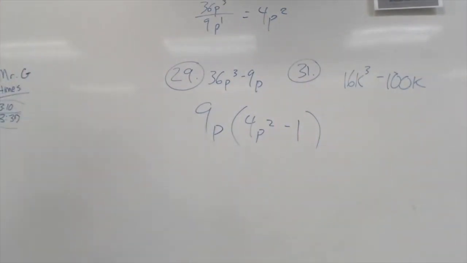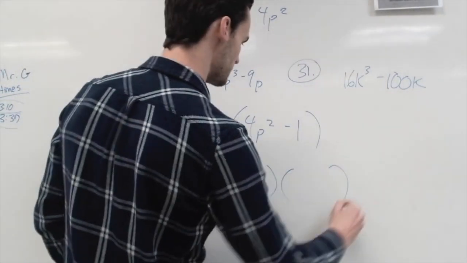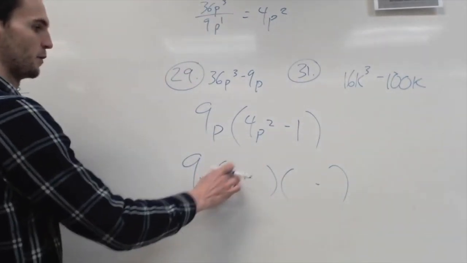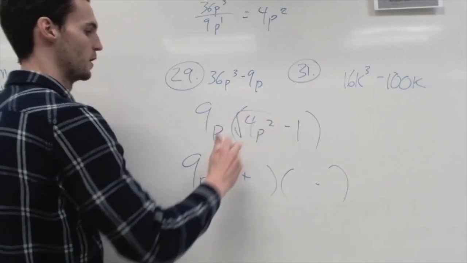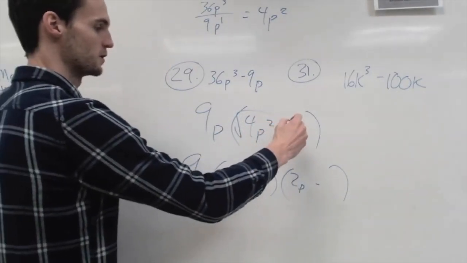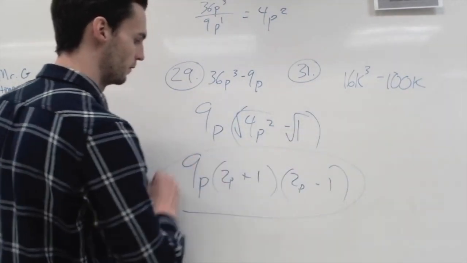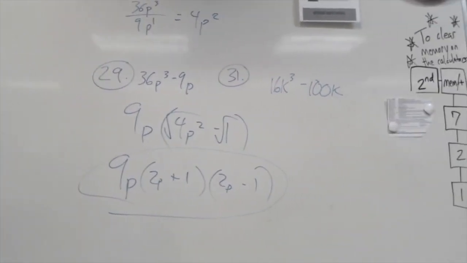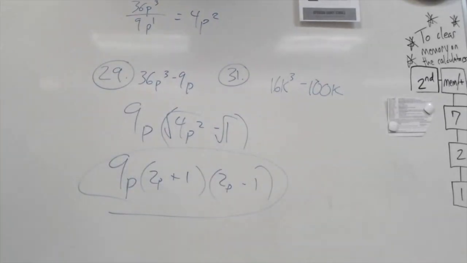All right, just one more step. We're going to have 9p, parentheses, parentheses, a plus b, a minus b. So a, remember, is just this thing under the radical, so 2p. And negative 1, or sorry, just 1 would be 1. All right, for 31, go ahead and give it a try. See if you can get that one.